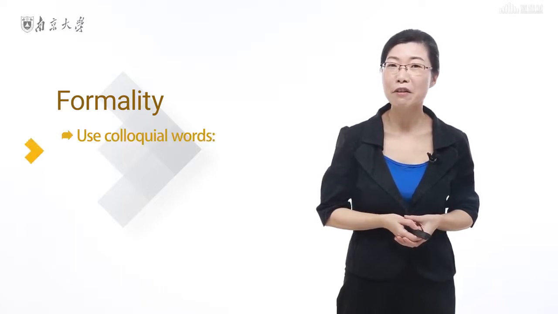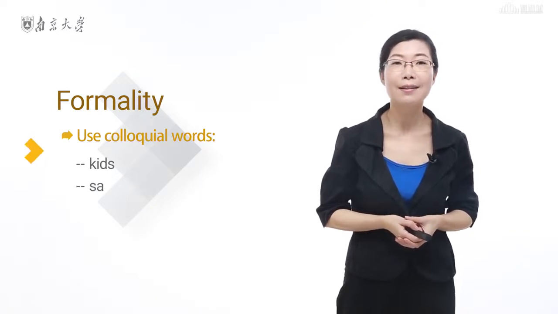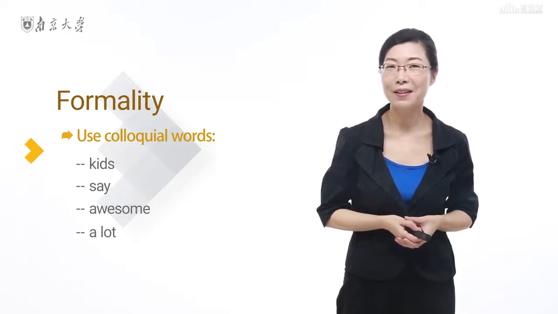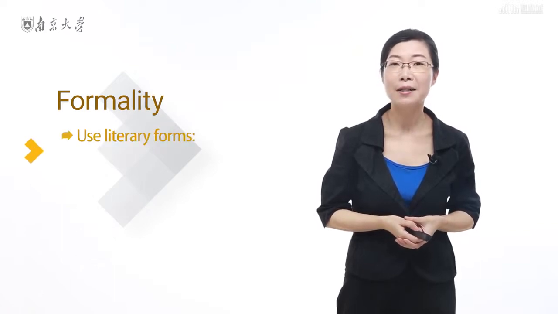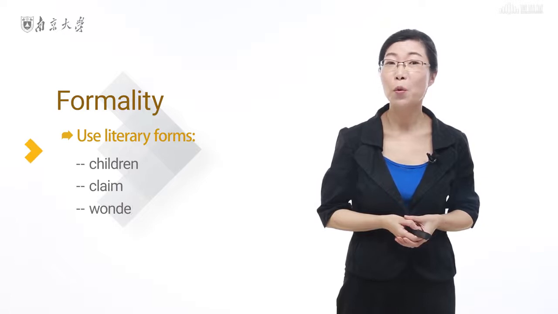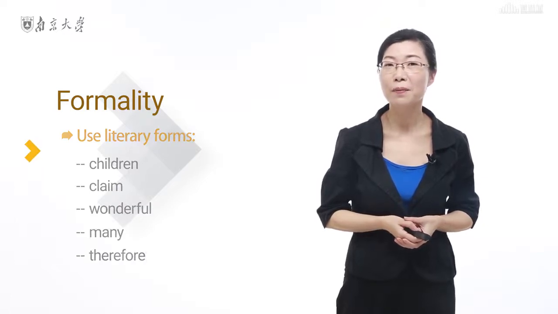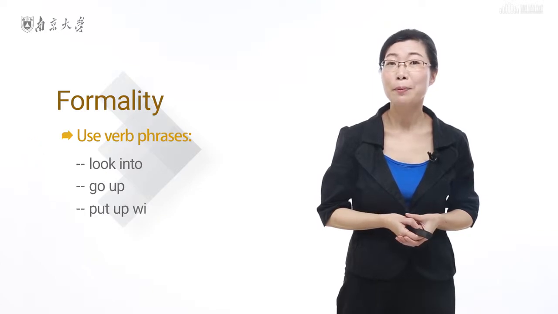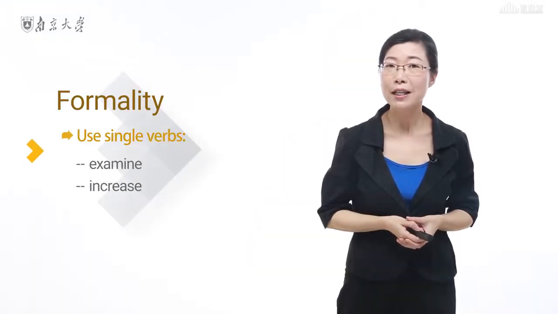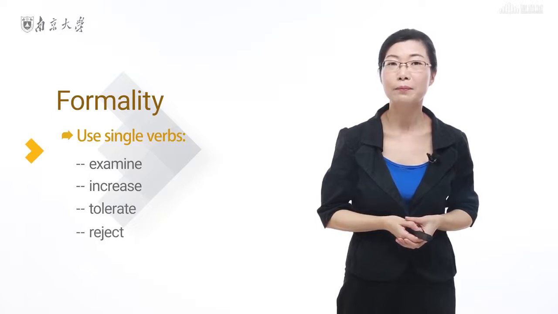For example, in informal writing, we may use colloquial words and expressions such as kids, say, awesome, a lot, so. In formal writing, we should use such literary forms as children, claim, wonderful, many, therefore. In informal writing, we may use verb phrases such as look into, go up, put up with, turn down. But formal writing prefers single verbs like examine, increase, tolerate, reject.